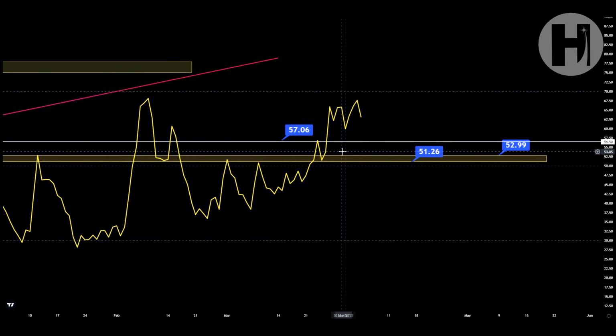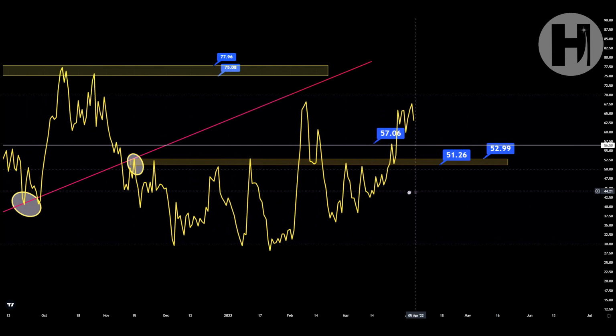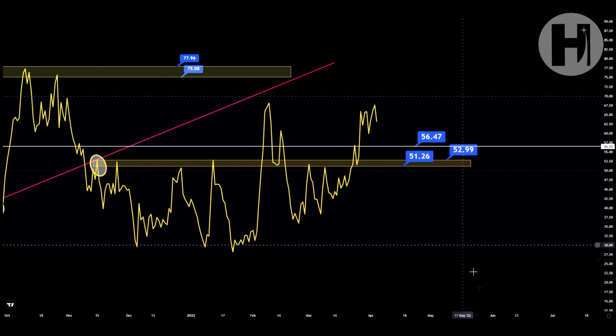So here you do have 2 support levels on the relative strength index. This yellow buy zone is basically a zone which we have tested as resistance multiple times and twice as support. So anywhere from 51.2 on the index all the way to 53, that's a great support area. But above that, we do have a support at 56.5 on the index.